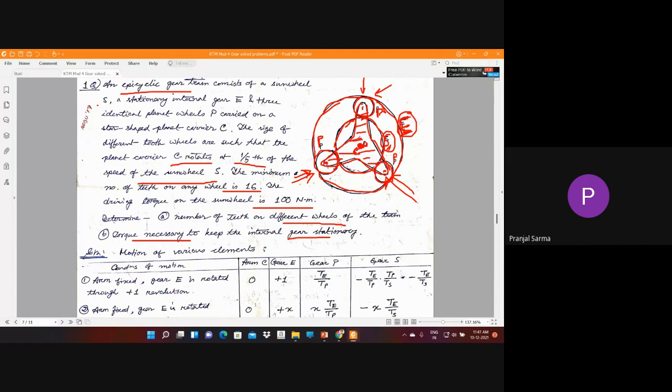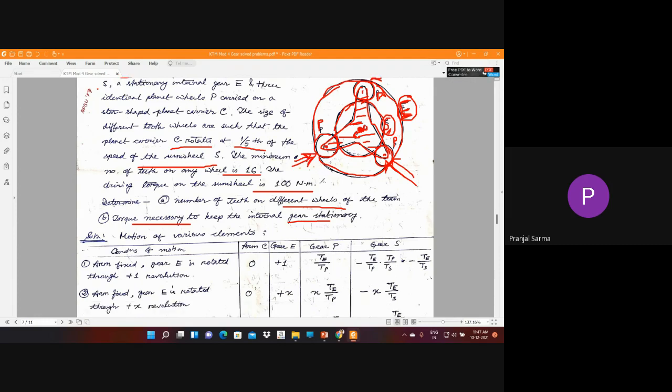That means the condition of motion for any of these three gears, if you know it, is the same for all the three planet gears. Everything is identical. So while doing the analysis, the different elements we'll consider are: one is the arm C. Next, we'll be considering the bigger annular internal wheel E. We'll be considering any one of that particular planet gear P. Also, we'll have to definitely consider the sun gear S.